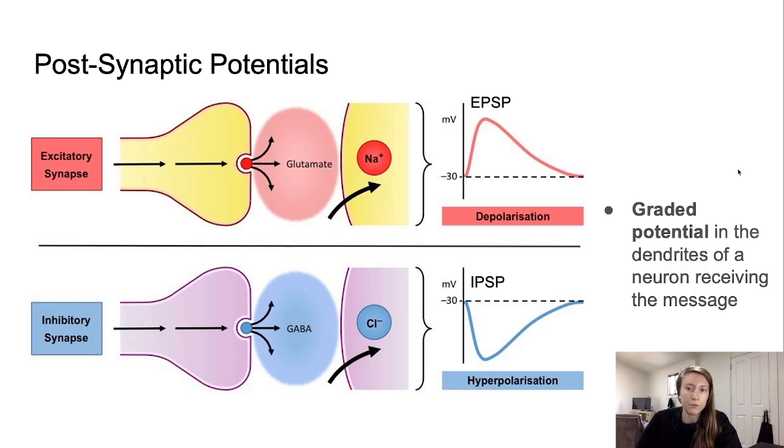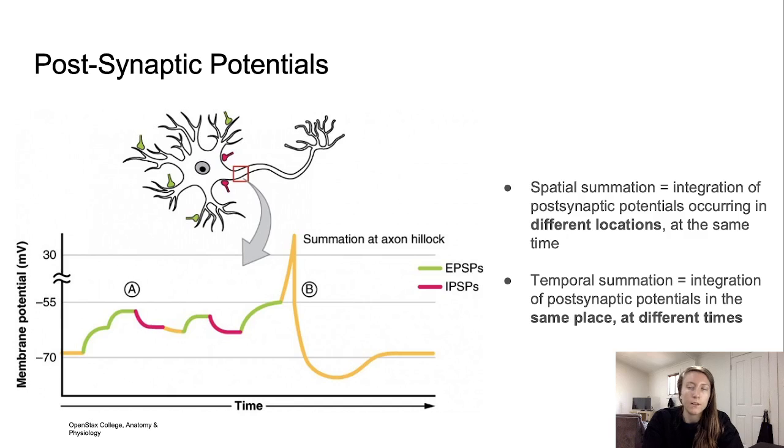Now, each of these mechanisms are what we call a graded potential. So postsynaptic potentials are a graded potential that occur in the dendrites of a neuron that has just received a neurotransmitter. These postsynaptic potentials aren't just something that, one little thing flows across and it's all over. They summate over both space and time. So when we talk about spatial summation, what we mean is that postsynaptic potentials will add together if they occur at different locations, but at the same time. And temporal summation means that over the same location, but at different times, the postsynaptic potentials will, again, add together.